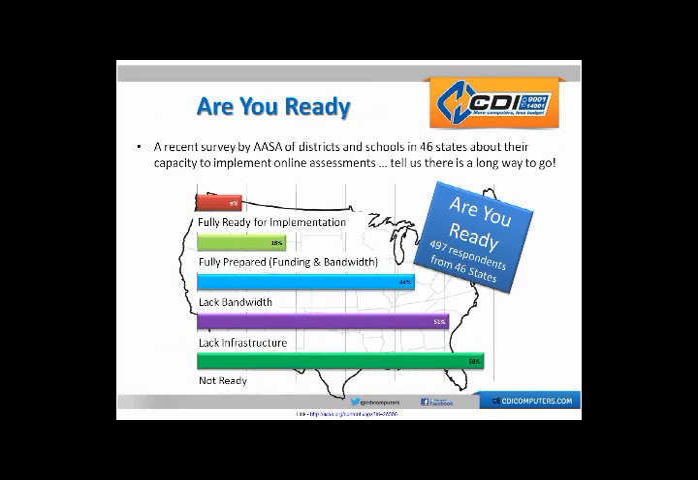So what we did was we went out and just kind of did some surveys or gathered some information on organizations that are equipped to do that. And this was a survey we found that was done by the Superintendent's Association, and they had surveyed organizations in 46 different states, and they had 497 respondents. And basically from those respondents, 9% said they were fully ready. 18% said that they were prepared, but they needed funding for bandwidth or more equipment.